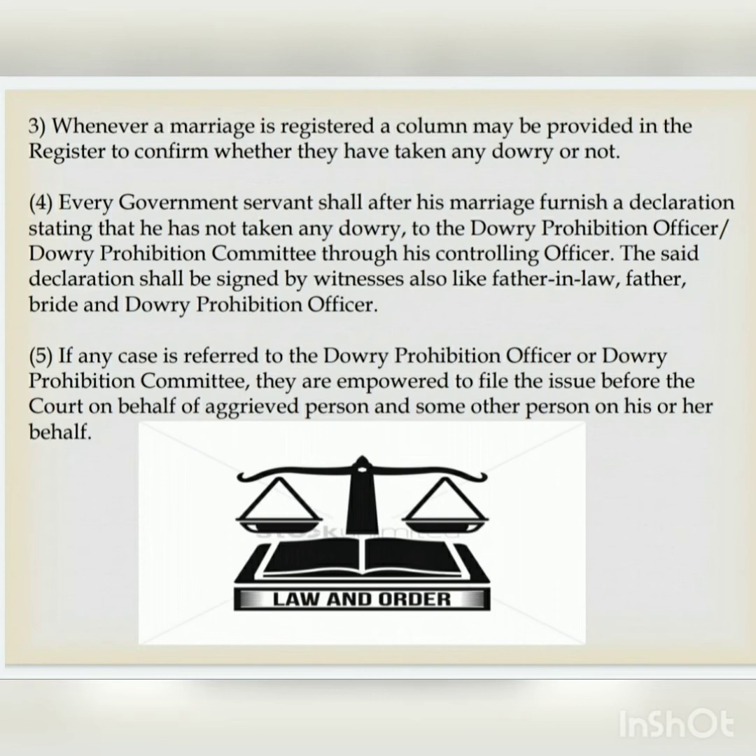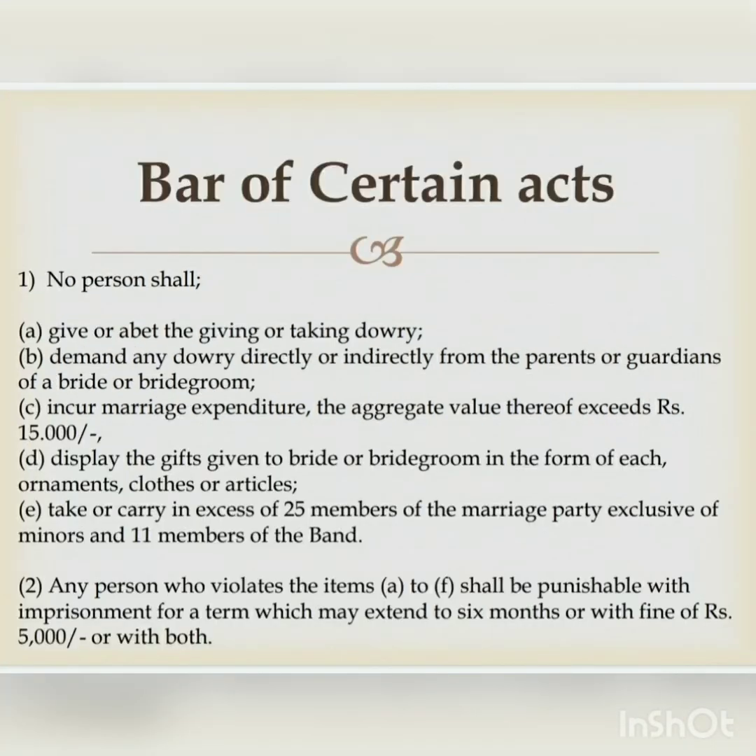Bar of certain acts. 1. No person shall: A. give or abet the giving or taking of dowry; B. demand any dowry directly or indirectly from the parents or guardians of a bride or bridegroom; C. incur marriage expenditure the aggregate value of which exceeds Rs. 15,000; D. display the gifts given to the bride or bridegroom in the form of cash, ornaments, clothes or articles; take or carry in excess of 25 members of the marriage party, exclusive of minors, and 11 members of the band.